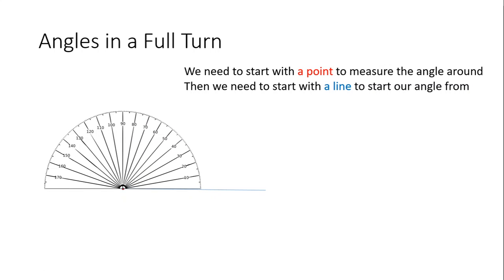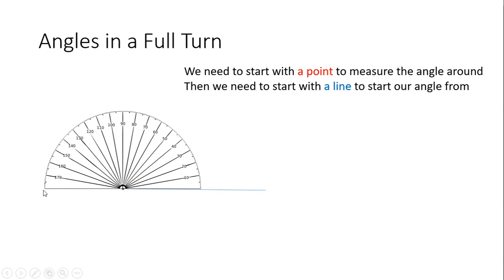So here I've got my protractor lined up so that the center of the protractor is here at the red little point, so I know what the angle is around that point. And the side of my protractor has got lined up on 0 on this blue line so that I can start here at 0 and measure around until I do a full turn.